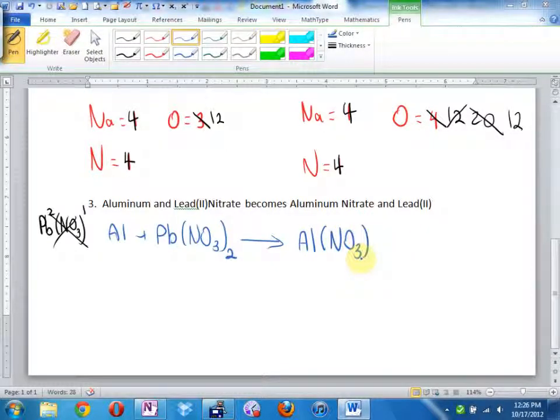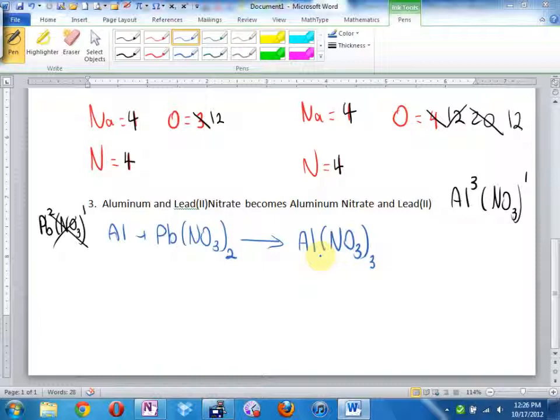We need to crisscross to make sure that these subscripts are right. Let's do that off in the margin. Brady, what's the charge on Al? 3? And the charge on nitrate, I think we said was 1. Is that right? Crisscross. So it's going to be 3 of those and 1 of those, but I'm not going to bother putting a 1 right there.